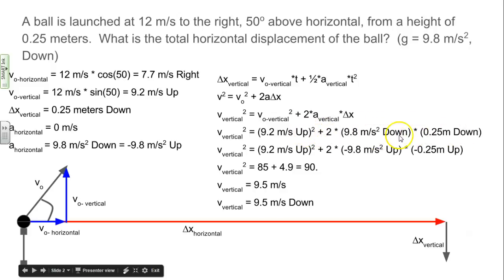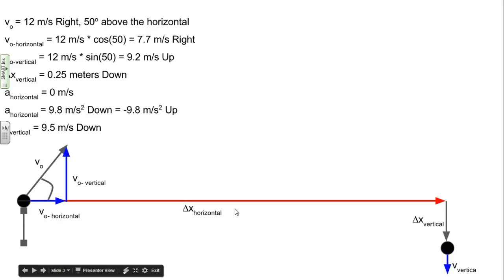So here we've got up, down, and down. Well, I'm going to convert those downs into up, and to make that change, I'm just going to slap a negative sign on them. Great, and we can map this. We get our final velocity in the vertical vector. Our final vertical velocity is 9.5 meters per second down. Groovy.